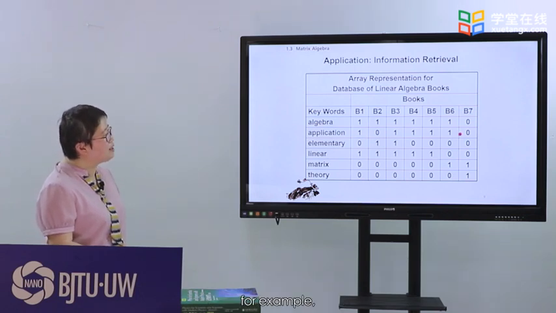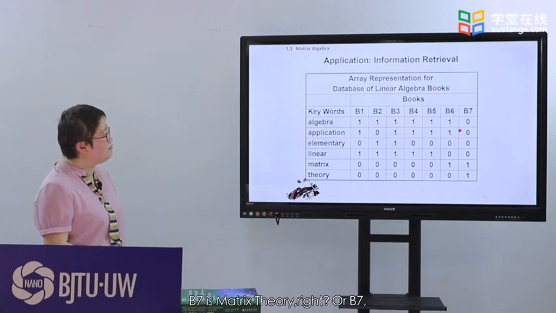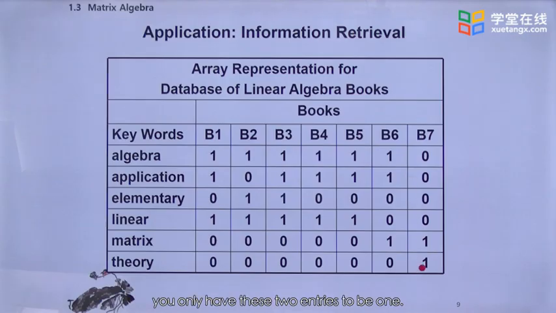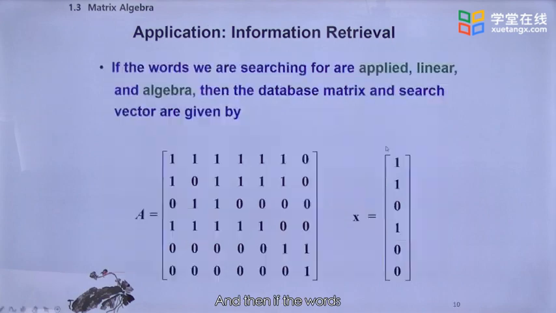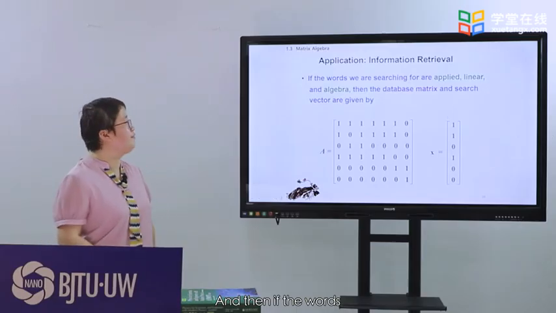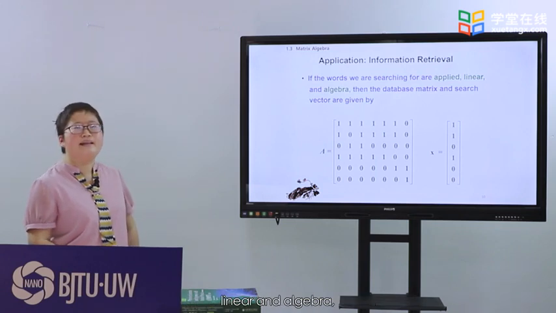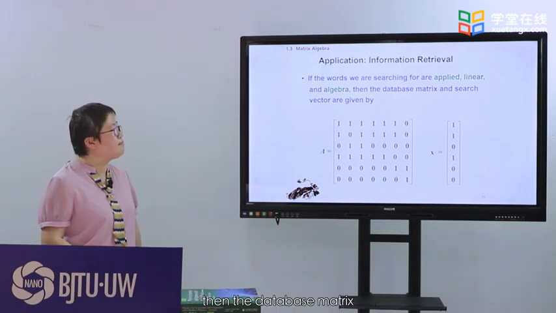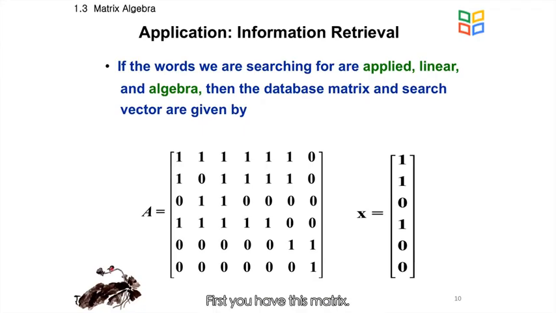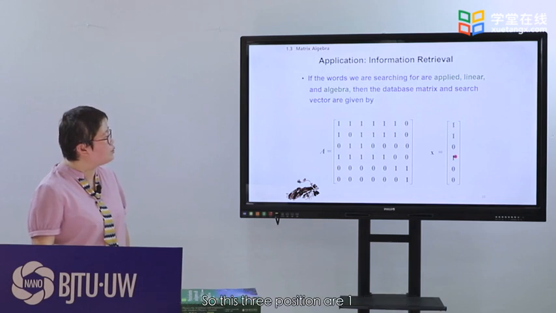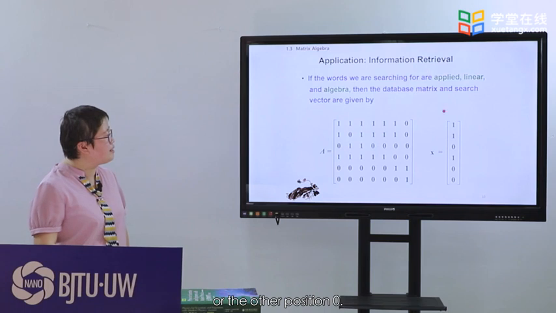Similarly, for other books, for example, B7 is matrix theory, right? For B7, you only have these 2 entries equal to 1, all the other entries 0, okay? And then if the words we are searching for are applied, linear, and algebra, then the database matrix and the search vector are given here. First, you have this matrix, which just comes from that table, B1, B2, B3 till B7. And x here is what you search: applied linear algebra. So these three positions are 1, all the other positions 0.